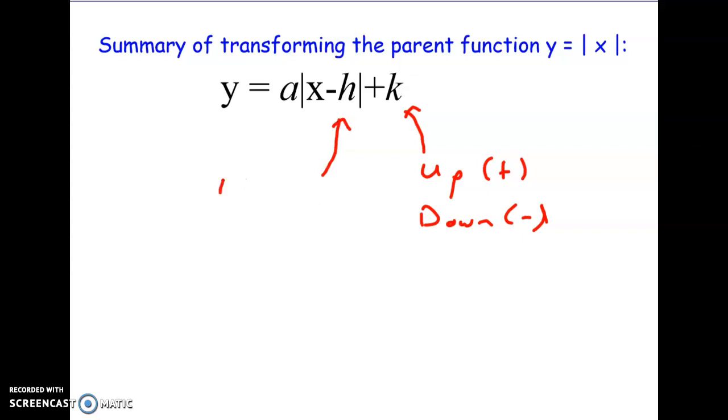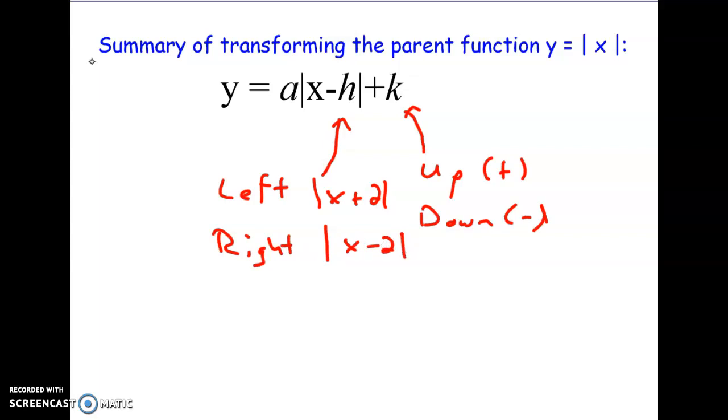Okay, so let's just do an example. So if you want to go left, we would have, as an example, inside the absolute value, we'd have x, say like plus 2. That would actually make us go left 2. Okay, and then to go right, it would be like x minus 2. That would make us go right 2.